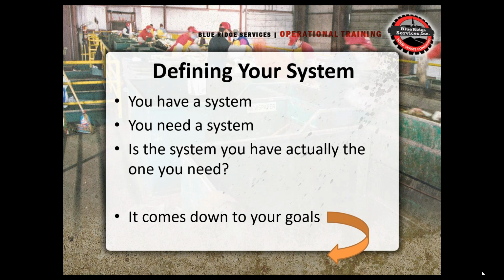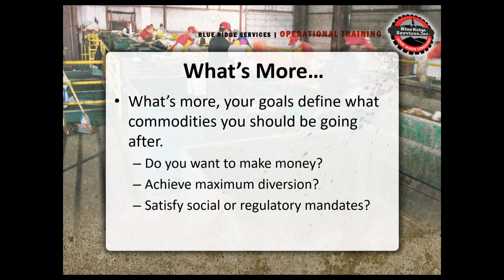Your goals define the commodities that you should be going after. Your system must be designed and operated to go after those commodities. So again, it's back to the goals. You want to make money? Do you want to achieve maximum diversion? Are you trying to satisfy some social or regulatory mandates or legislation? But you have to know the goals, because that tells you what commodities you go after, and that in turn tells you what kind of a system you need to have in place.